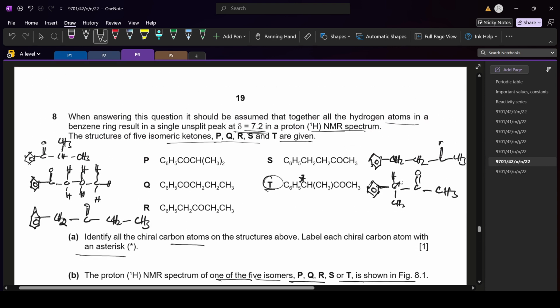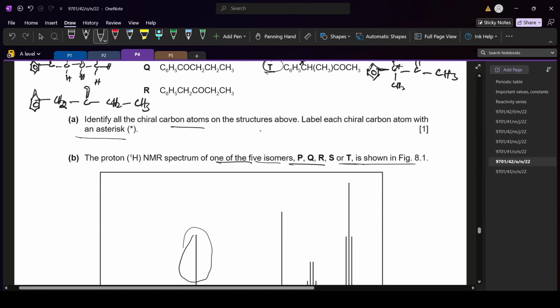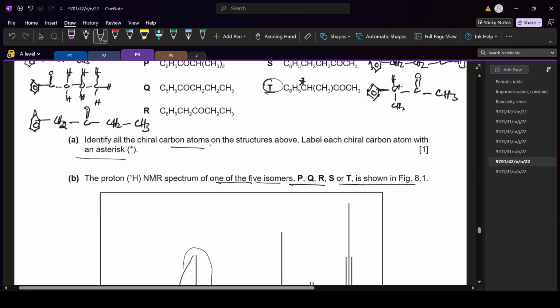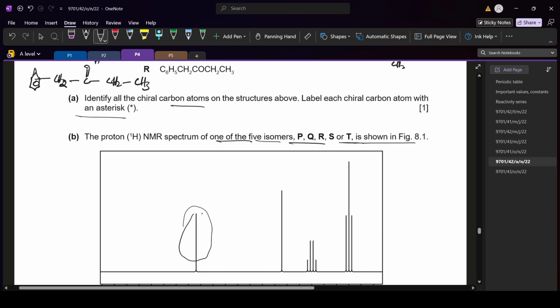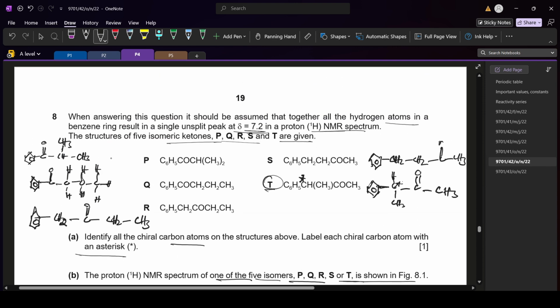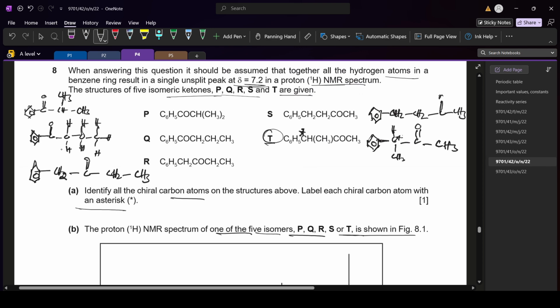I told you that you have to assume that all the hydrogen atoms in the benzene ring give an unsplit peak at 7.2. So we will ignore this peak for a while, because there is a benzene ring in all of these compounds, so this peak will be in all of them. Let's forget this peak for a while. Now let's see P.